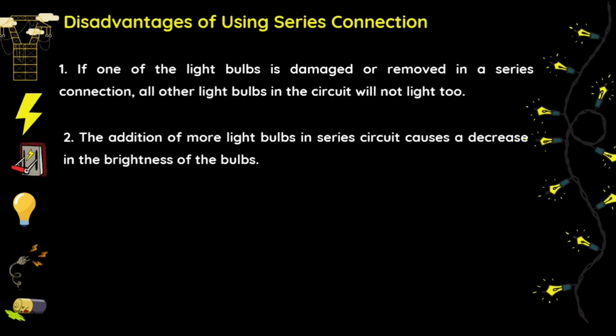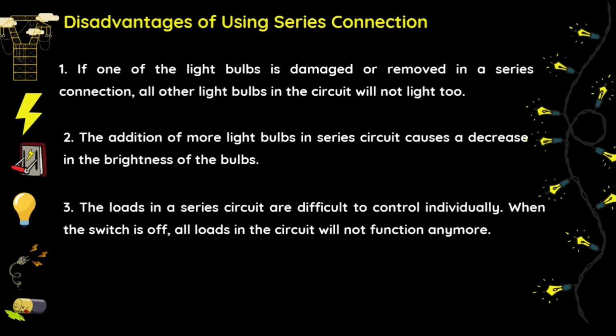Number 2, the addition of more light bulbs in a series circuit causes a decrease in the brightness of the bulbs. Since it is in series connection, the current flowing is the same or constant on all of the bulbs or loads. If you continuously add bulbs, then the brightness of the bulbs will decrease. Number 3, the loads in a series circuit are difficult to control individually. When the switch is off, all loads in the circuit will not function anymore.